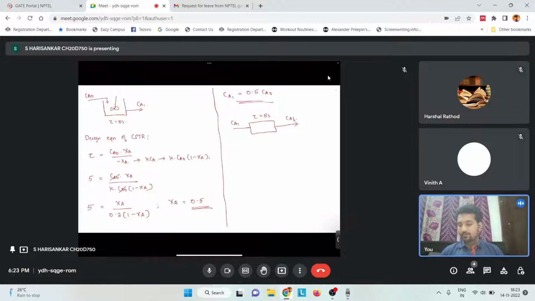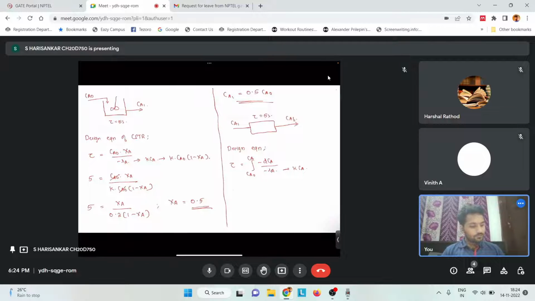So here also we can apply the design equation. So the design equation will be tau is equal to integral of CA0 to CA, minus dCA by minus RA. So this will be the design equation for PFR. So again, tau is 5 seconds. We can substitute that. And this RA, we can write it as KCA because it is a first order reaction.